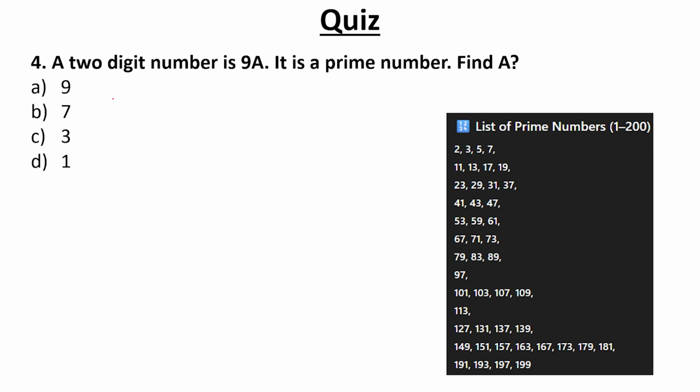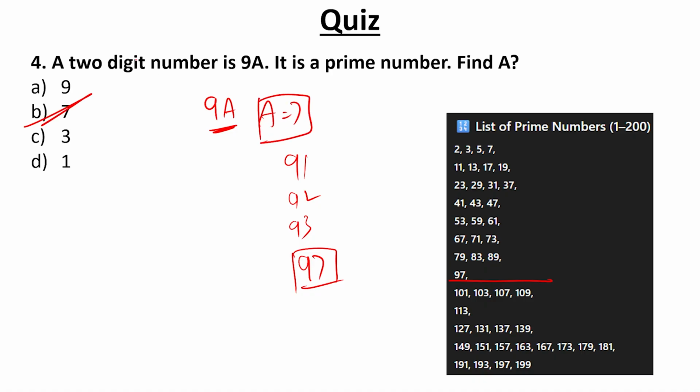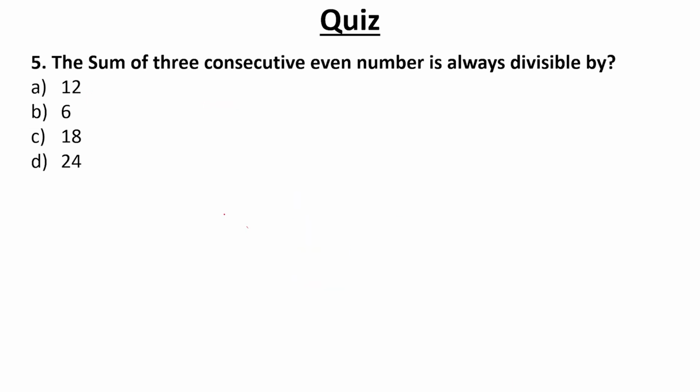A two-digit number 9A is a prime number. Find A. It is too simple to be precise. We can simply look at the list. There is only one number, that is 7, because 91 is not prime, 92 is not prime, 93 is not prime. If we move on, only 97 is prime. So A is equal to 7, which satisfies the condition. 7 is the answer. I hope you all understand this question. Move on to the next one.